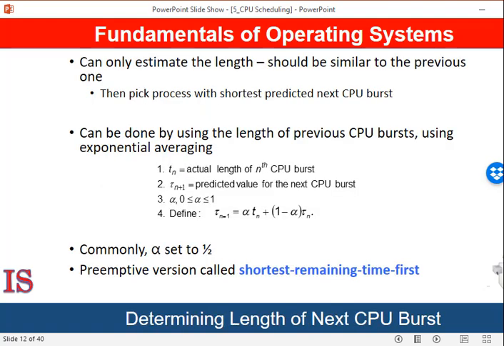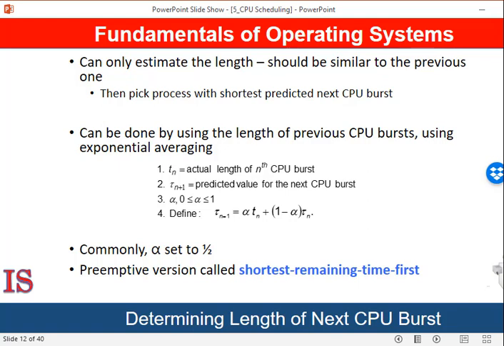Moving a short process before a long one decreases the waiting time of the short process more than it increases the waiting time for the long process. Consequently, the average waiting time decreases. Although the shortest job first algorithm is optimal, there is no way to know the length of the next CPU burst, so it really can't be implemented at the CPU scheduling level.